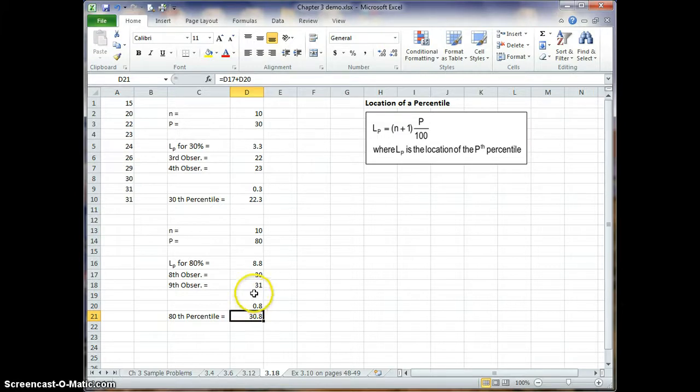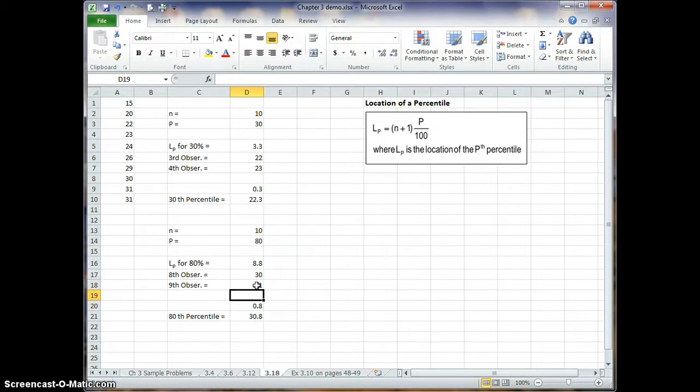And just to show you, say I switched it and instead it was 30 and 36, then 80% of that would be 4.8 and the 80th percentile would be 34.8. So it calculates it that way. So this is kind of a handy little way to do that location of percentile calculation.